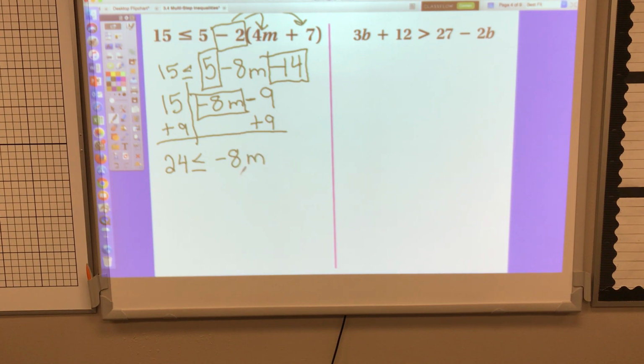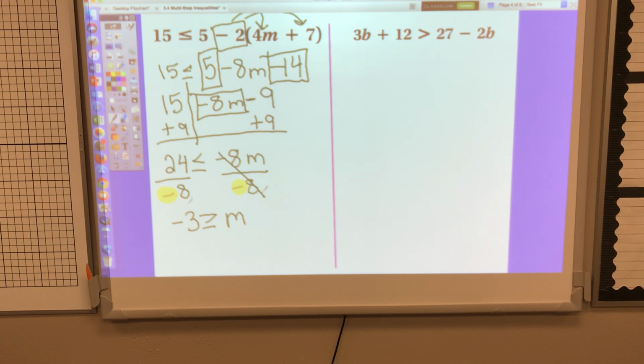In order to get m by itself, I'm going to divide both sides by negative 8. Okay, and since what I divided by was negative, my sign is going to switch directions. So 24 divided by negative 8 is negative 3. Less than or equal to becomes greater than or equal to, and I have m over here.